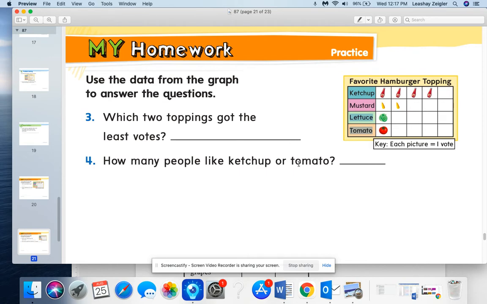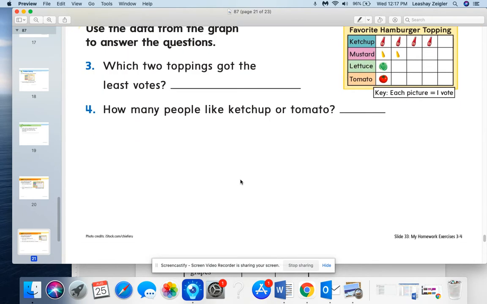How many people like ketchup or tomato? So we should count up how many people like ketchup and tomato. We have 4 up here and 1 here. That gives us 5. 5 should have been your answer for that.